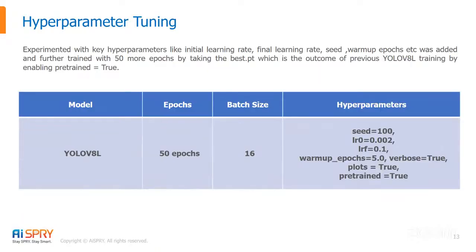Then we performed hyperparameter tuning on this selected model, the YOLO V8 large model. We experimented with key hyperparameters like initial learning rate, final learning rate, seed, warm-up epochs, etc., and further trained with 50 more epochs, taking the best.pt, which is the outcome of the previous YOLO V8 large model we had already trained, by enabling pretrained equal to true with a batch size of 60.